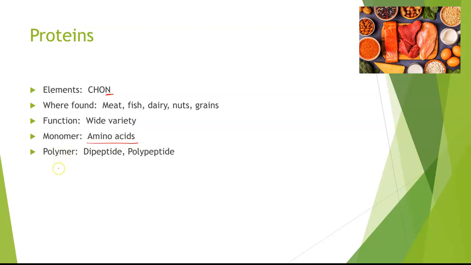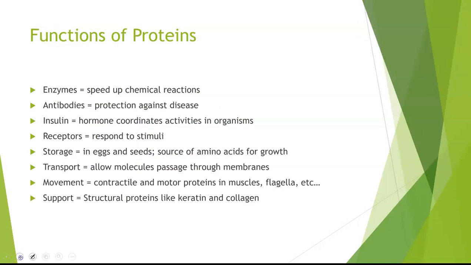And then the polymer, when you link them together, they can either be a dipeptide when you have 2 amino acids linked together, or a polypeptide when you have many amino acids linked together. These are all the different functions of proteins. You should be familiar with these. You do not have to memorize this list, but you should be able to recognize some of the things that proteins can do.